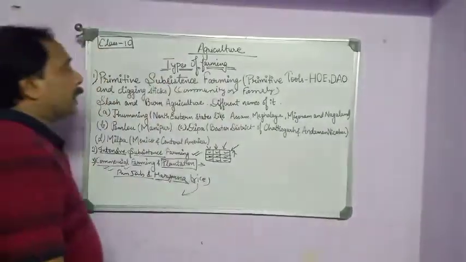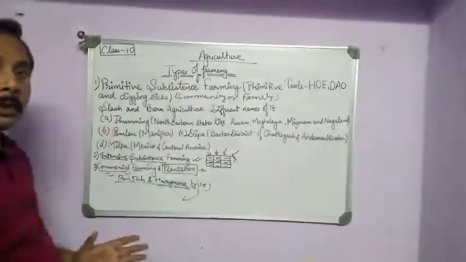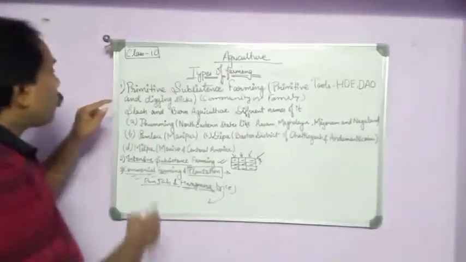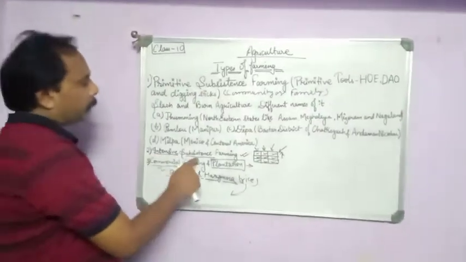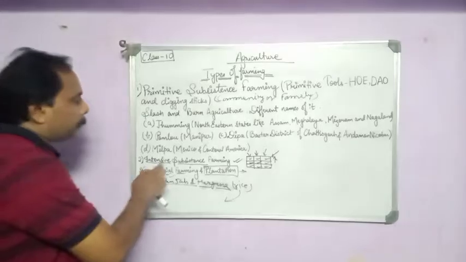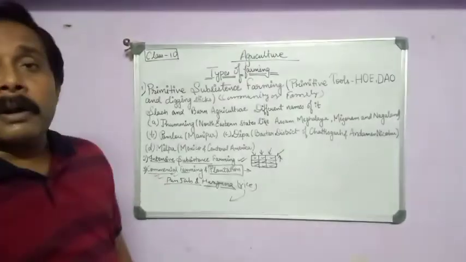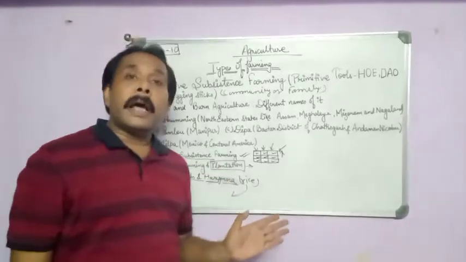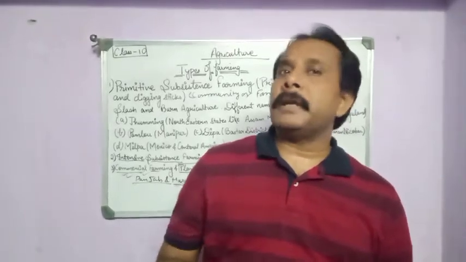So in this way, we can say there are different kinds of farming or types of farming, and you must go through the book. Some questions may arise: what is the difference between the primitive subsistence farming and intensive subsistence farming? Another question may come: what is the difference between the intensive subsistence farming and commercial farming? Why is plantation considered as a commercial farming? So these are the important questions, and students, you must go through the book so that you can write the answer in a better way.